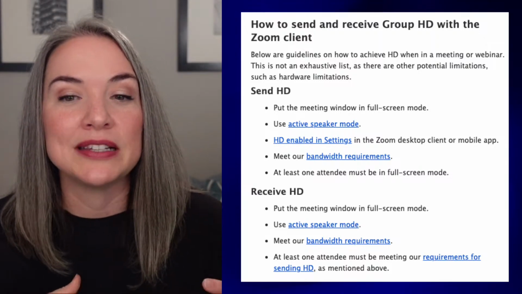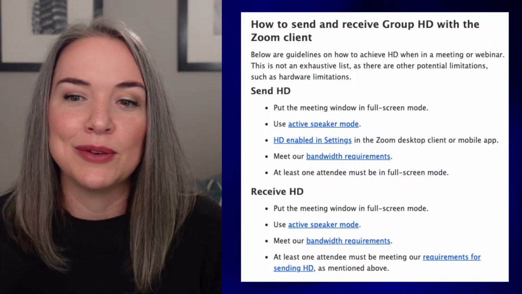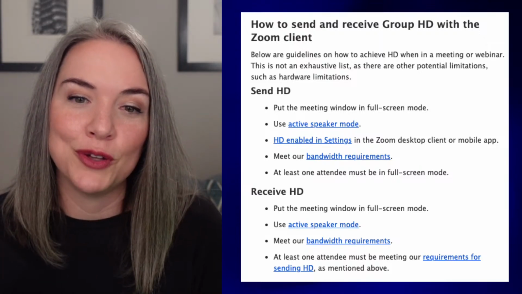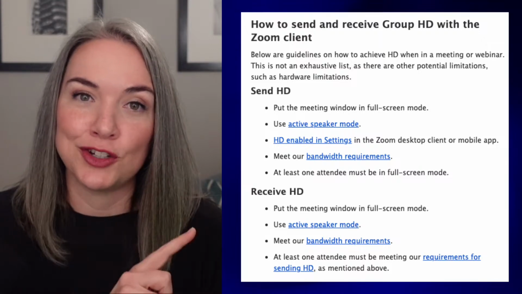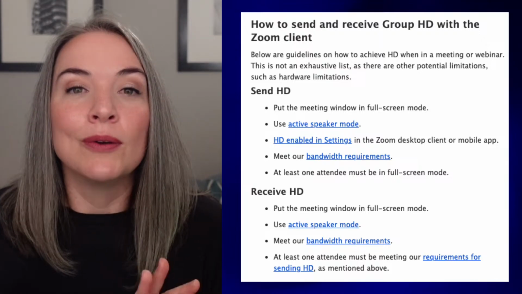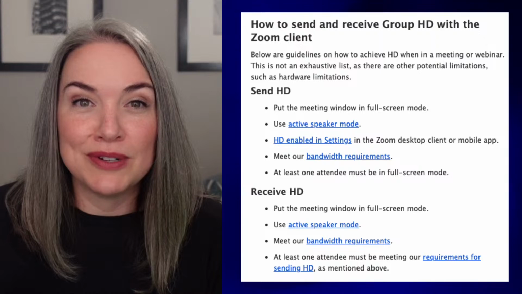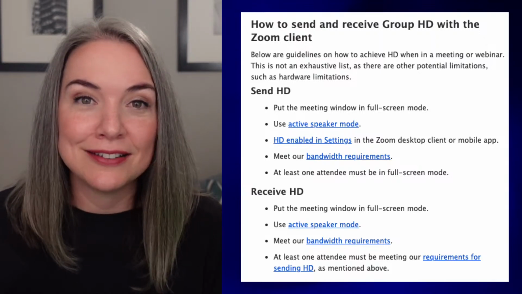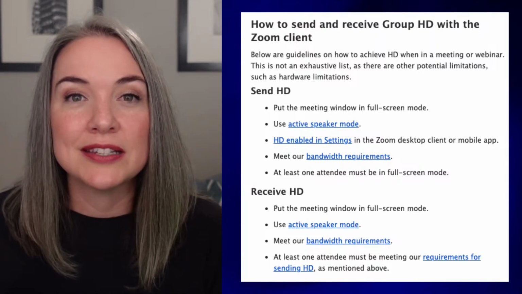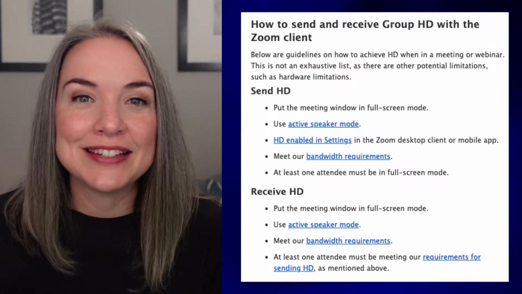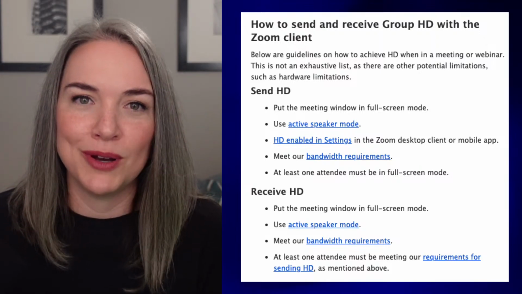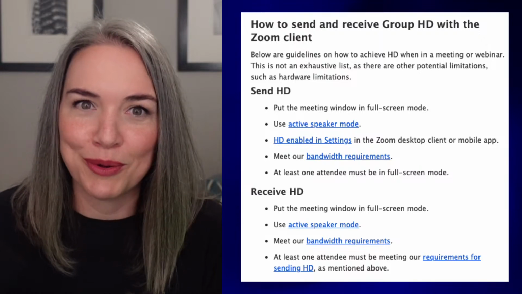In order to send HD, you want to put the meeting in full screen mode. You also want to have HD enabled in settings. I'm going to show you that in the next scene. You need to have enough bandwidth, so your internet has to be strong enough to send out that quality of resolution. And it says at least one attendee must be in full screen mode, which you don't have control over.